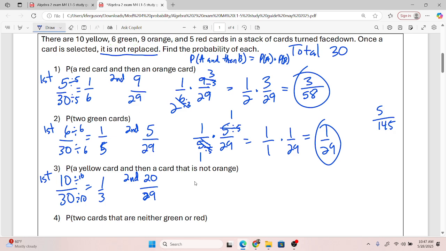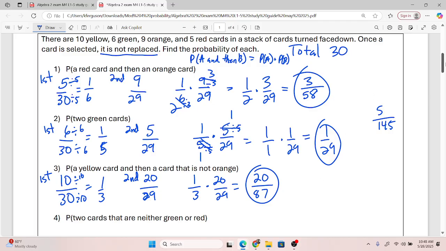It doesn't look like we can do any reducing, so I got 1 over 3 times 20 over 29. I can't do any reducing there, so I just got to, 1 times 20 is 20, 3 times 29 is what, 87? And that's my answer. Like I said, the only thing I can think of is this is divisible by 3.